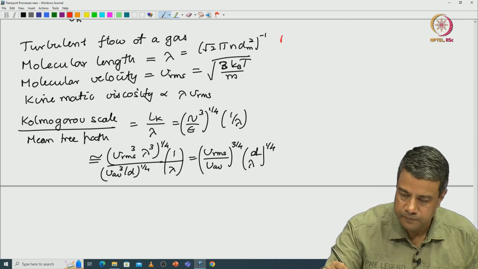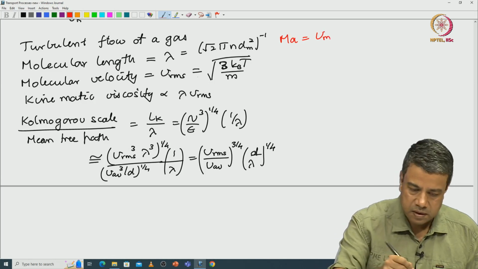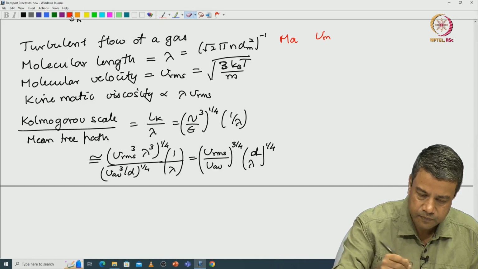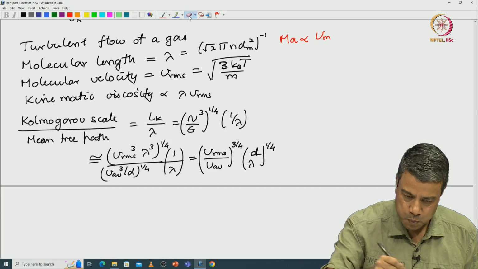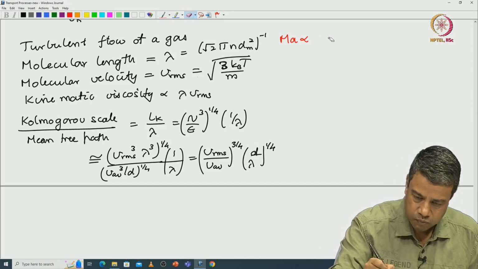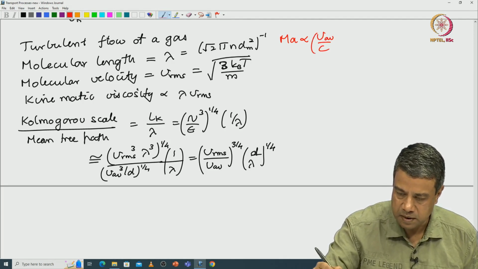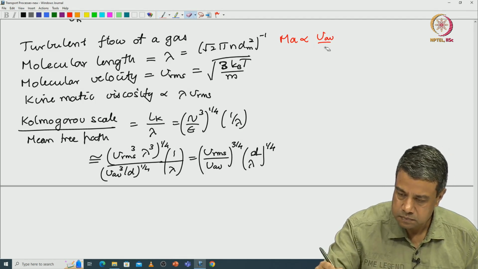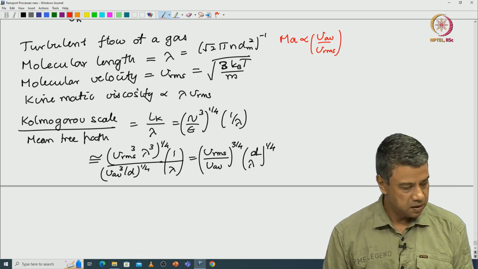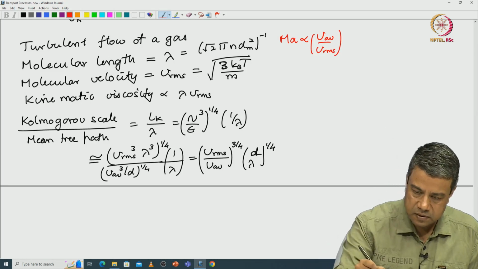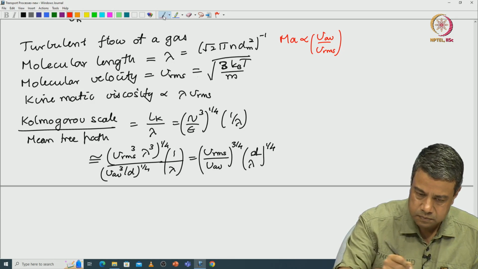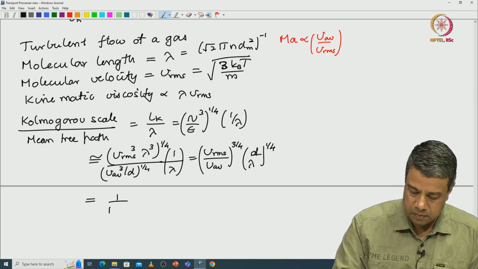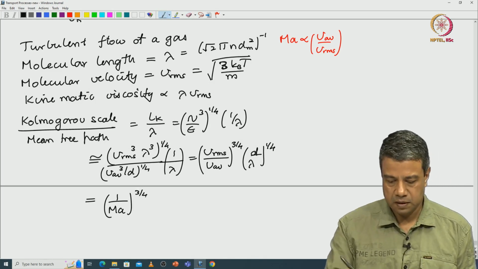Note that the Mach number is proportional to V average by C, by Vrms. It is the ratio of the flow velocity and the speed of sound. Therefore, I can also write this as 1 by Mach number to the 3/4, into d by lambda.